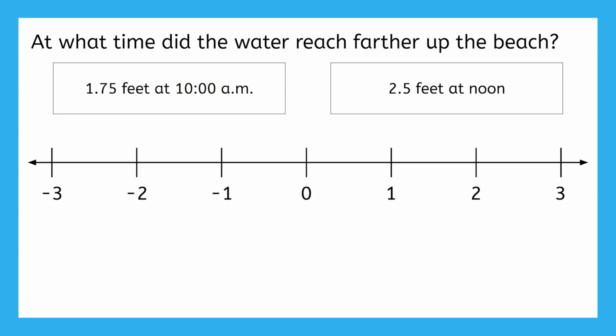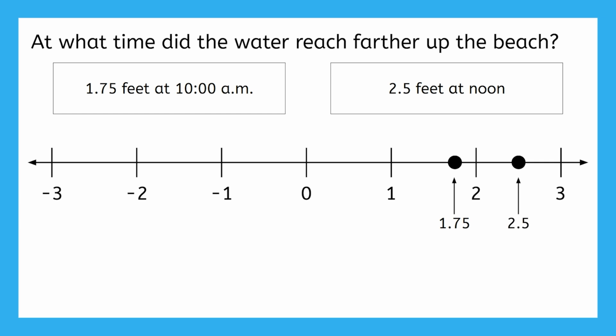This time, I'll start by plotting both values. Go ahead and pause the video if you'd like to plot them on your own first. 1.75 will go here, between 1 and 2, but closer to 2. Meanwhile, 2.5 will go here, exactly in the middle between 2 and 3.